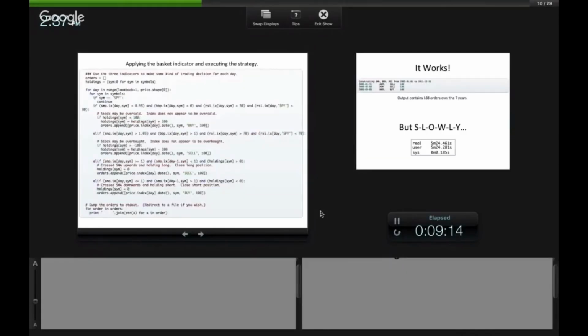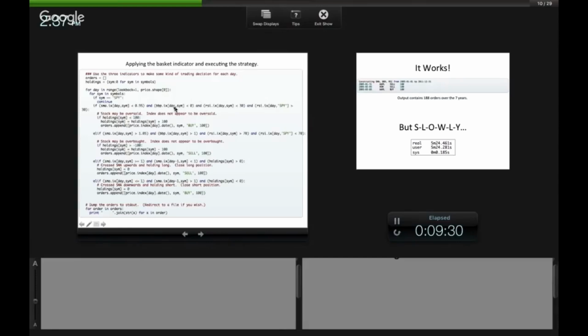Finally, I'll only look at the first part of this, but this is the iterative code to apply the indicators and actually make our trading decision. So again, we loop through all the days, all the symbols, but now we want to use the indicators we calculated to make a decision.